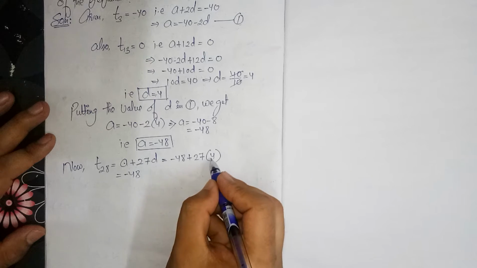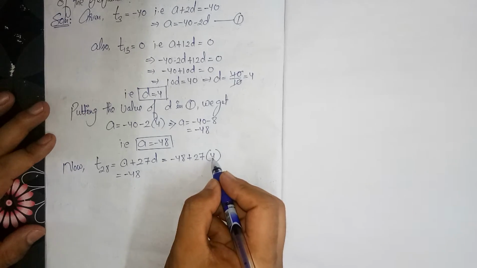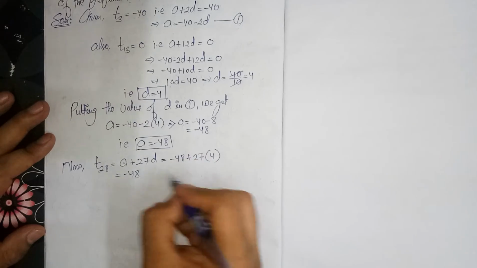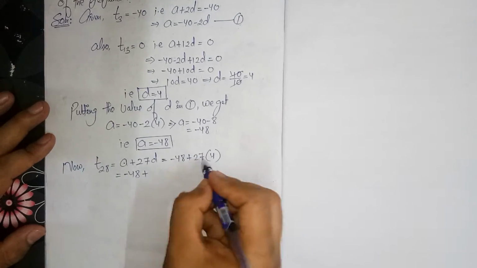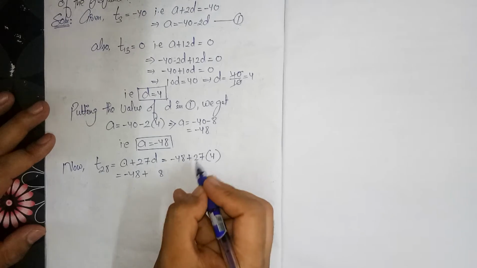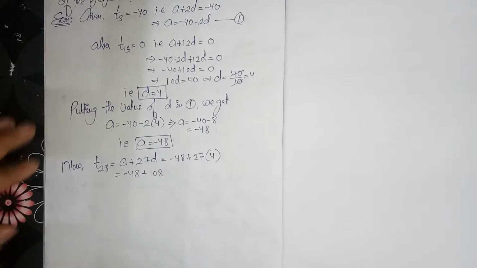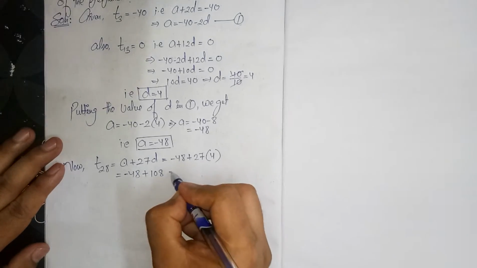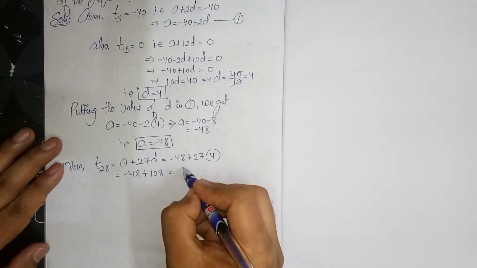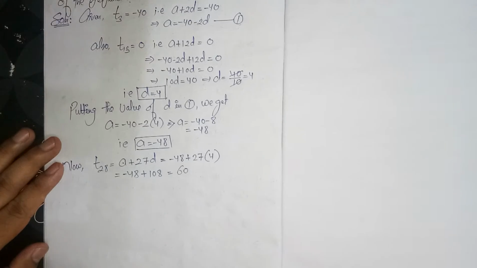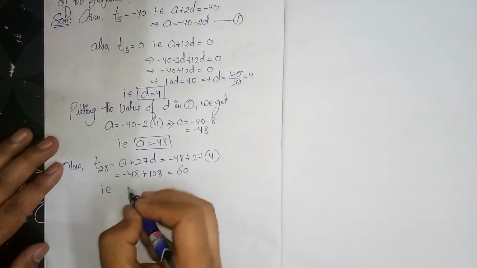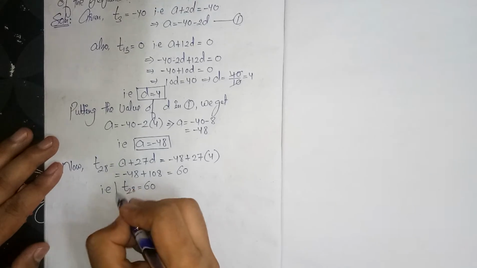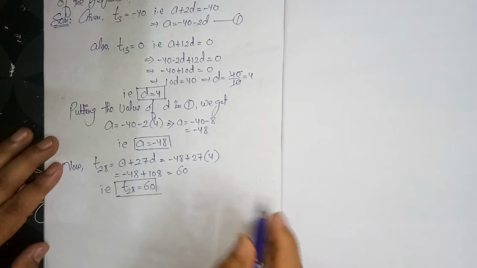If we multiply 27 by 4, 7 times 4 is 28, 8, 2 carry, 4 times 2 is 8, plus 2 is 10. Okay, this is 108. 108 minus 48, which is equal to 60, right? That is, the value of t28 is equals to 60. So this is the required answer.